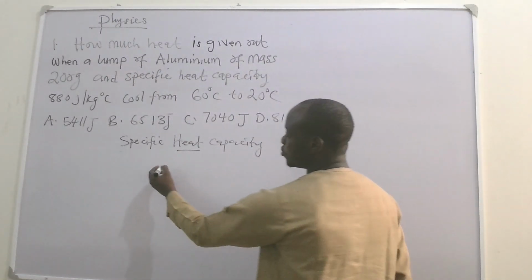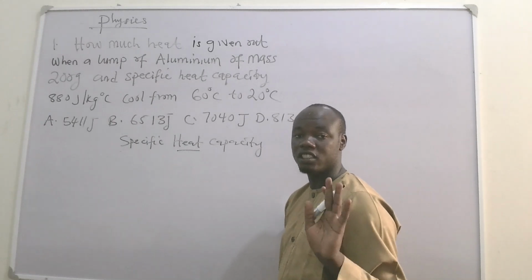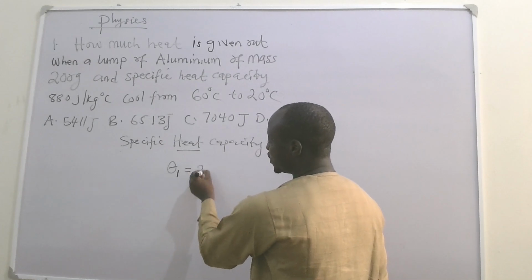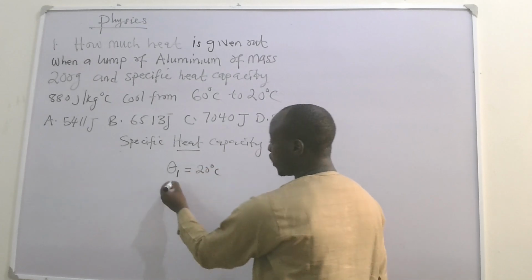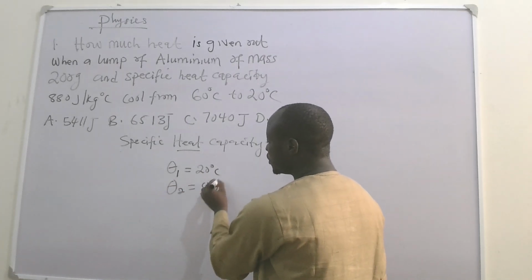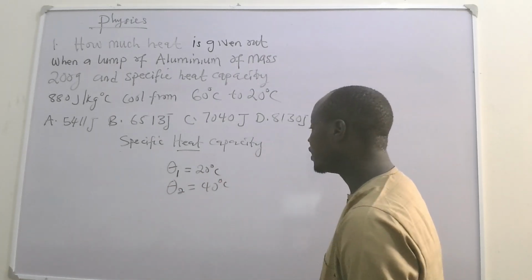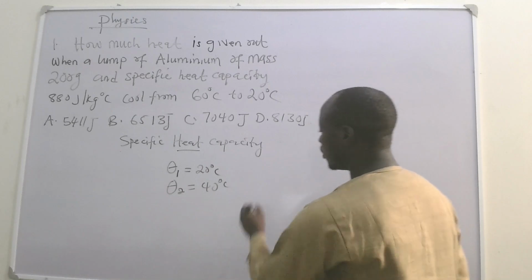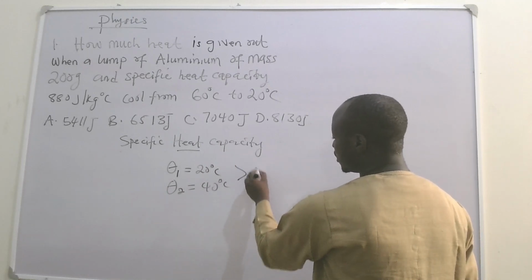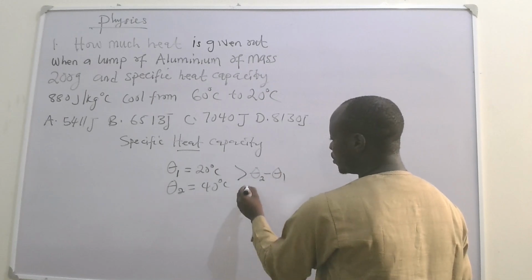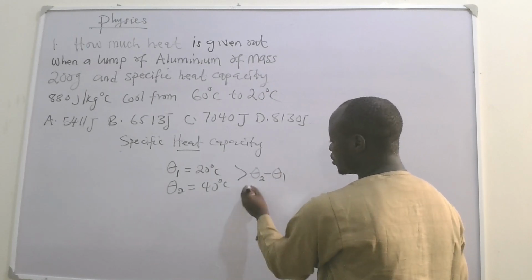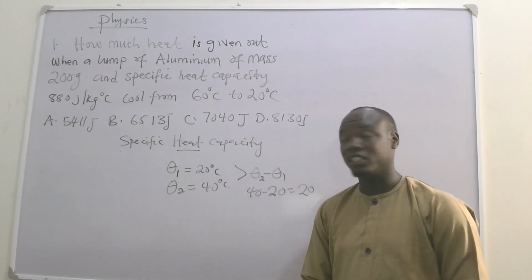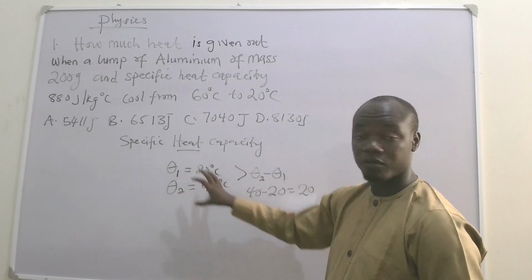For example, let's say we have our initial temperature. Let's use theta to represent temperature. So if we have theta 1, let's say theta 1 is 20 degrees centigrade, and we have our theta 2, let's say, is 40 degrees centigrade. So this is temperature, but how are we going to get heat? We are going to get heat by taking the difference between theta 2 and theta 1, which is 40 minus 20, and we have 20. So whenever there is a temperature difference, we have heat. So heat is a form of energy.